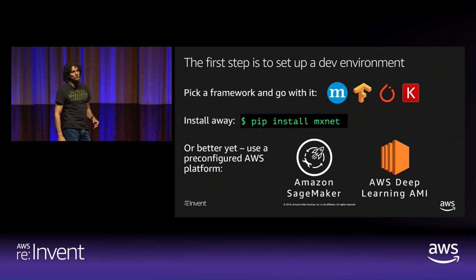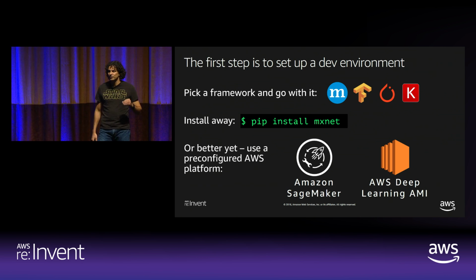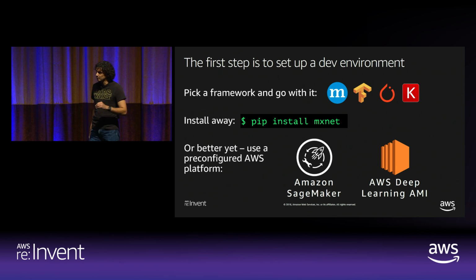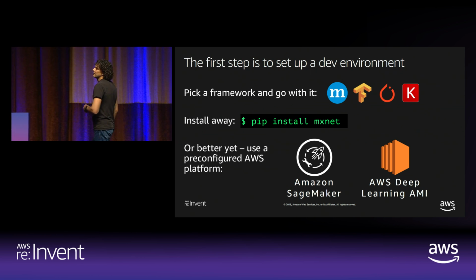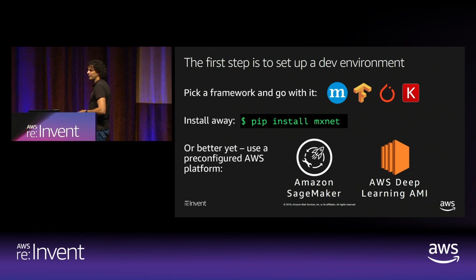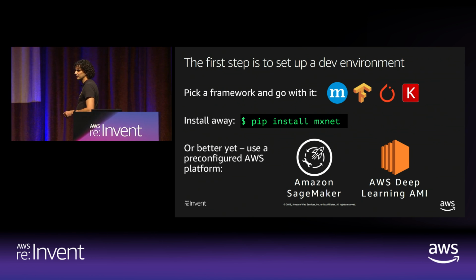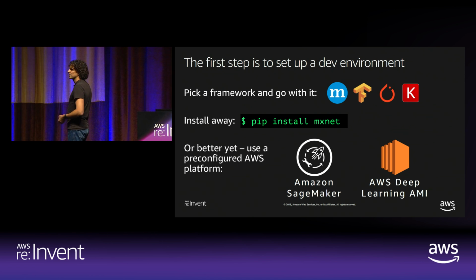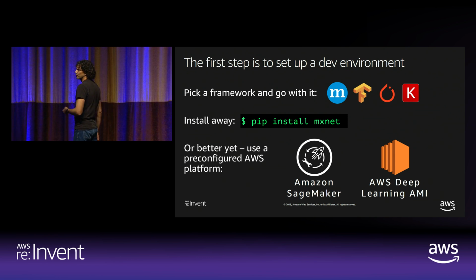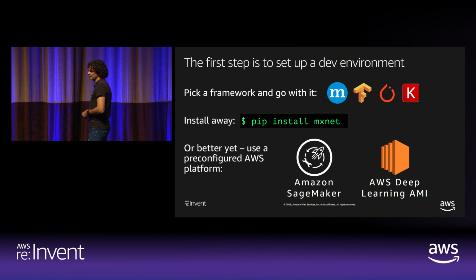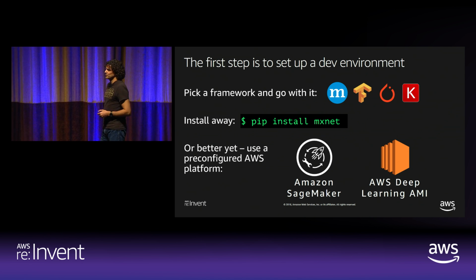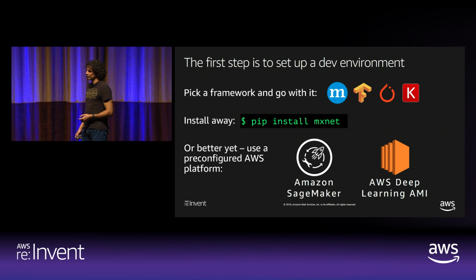Installing them is really easy. Most of these frameworks have really good API for training in Python. We'll talk about other language APIs shortly, but with the Python package index, you just do pip install MXNet, and within a couple of minutes, you have MXNet and all of its dependencies installed on your local dev box or your cloud instance. And you also have the option to use a pre-configured AWS platform.